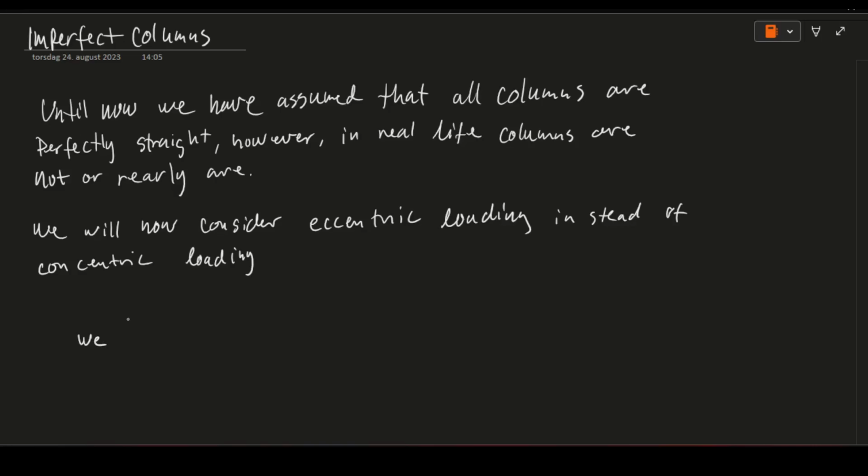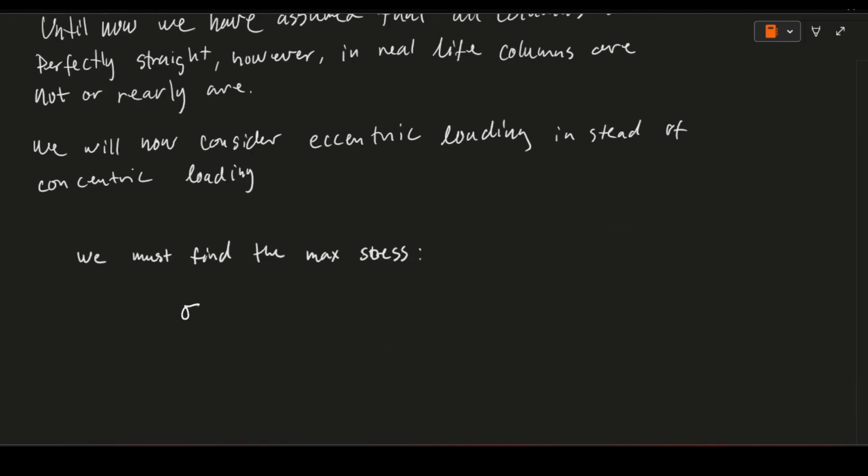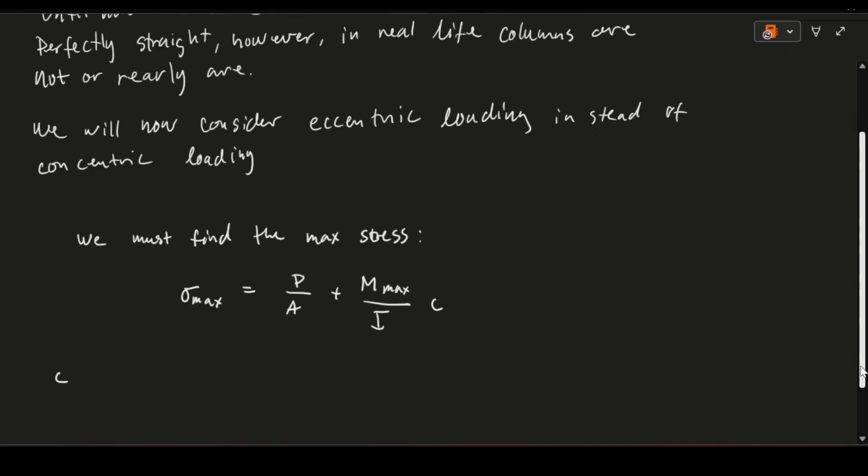We must find the maximum stress, and that is equal to sigma max is equal to P over A plus max moment over I times C. So this C is the distance from the neutral plane to the extreme fiber of the column or the beam.